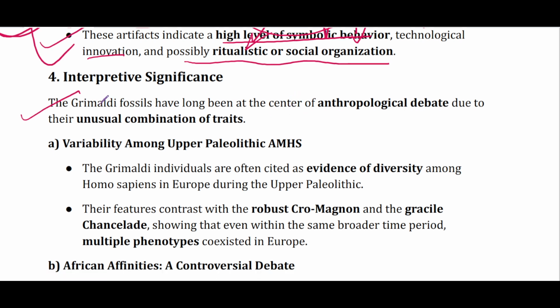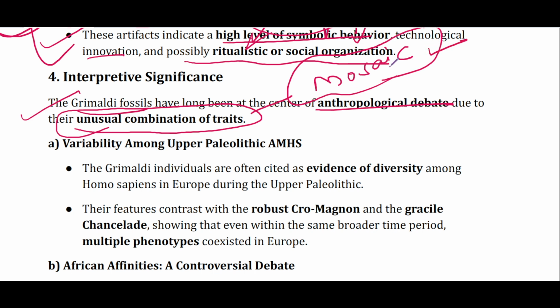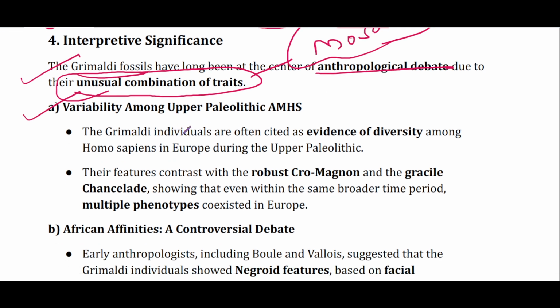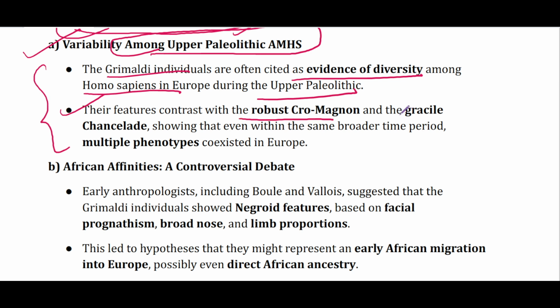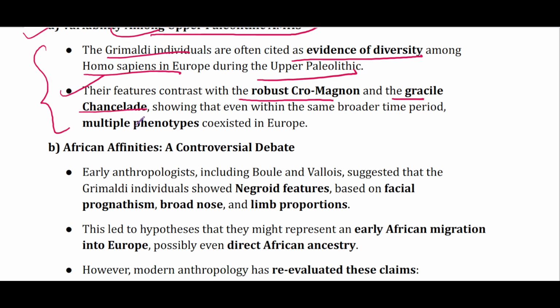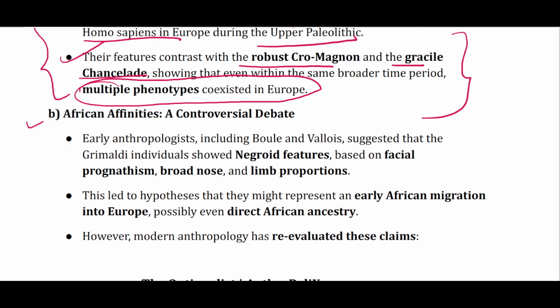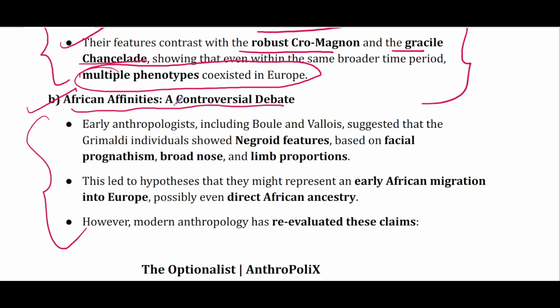The Grimaldi fossils have been the center of debate because of an unusual combination of traits. The mosaic of traits is really unusual, not seen in any other population, in any other archaic Homo sapiens or the anatomically modern Homo sapiens. Now, the first significance is about variability among Upper Paleolithic AMHS, because all of them exist in the Upper Paleolithic. Again, the Grimaldi fossils are evidence of diversity among Homo sapiens in Europe during the Upper Paleolithic. The features contrast with robust Cro-Magnon and gracile Sansolid, and they suggest that multiple phenotypes coexist in Europe. Same interpretation. Now, the African affinities are a controversial debate.